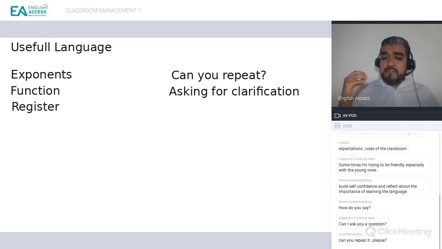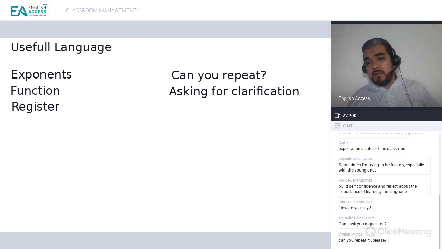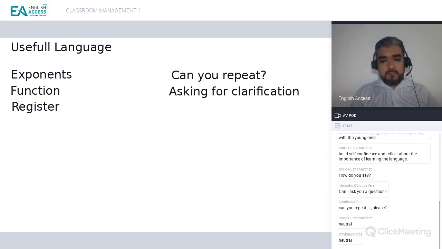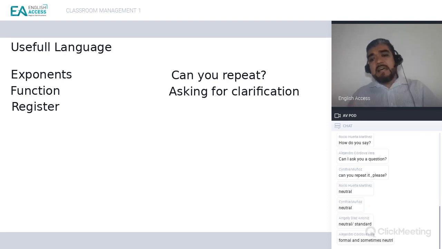As a teacher, do you think your language in the classroom has to be formal, informal, or neutral? What do you think as a teacher? Okay, the register doesn't have to deal with the speed of a speech, doesn't have to deal with your level. The register deals with the level of formality, right? So your register can be formal, informal, and neutral, right?